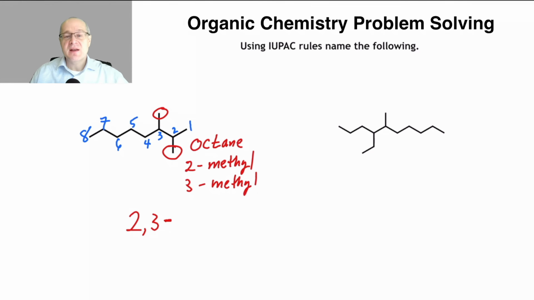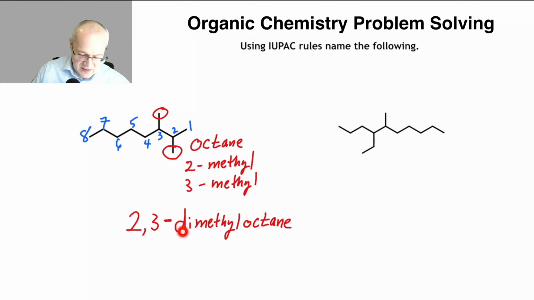Now there's a dash, so the next thing I write has to be a letter. So you're going to write dimethyl. You have to write dimethyl because there's 2 of them. In the system, if there's 2 numbers here, there better be a di right here. If there's 3 numbers here, there should be a tri. If there's 4 numbers, tetra. You have to do that. That's part of the system. So 2, 3 dash dimethyl, and then you put the word octane.